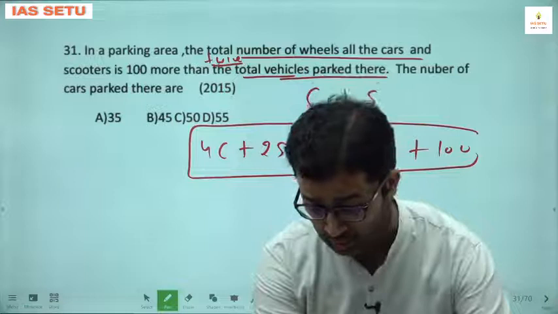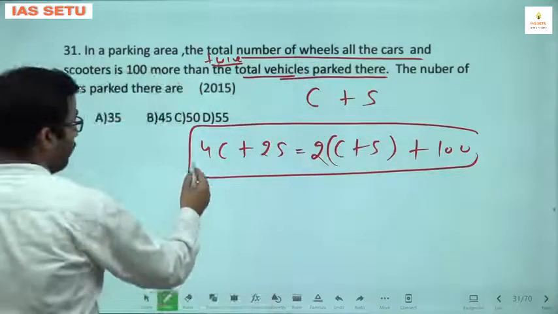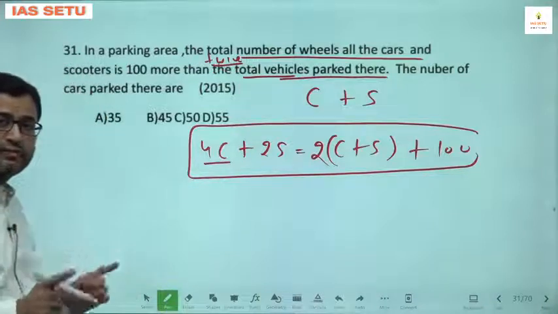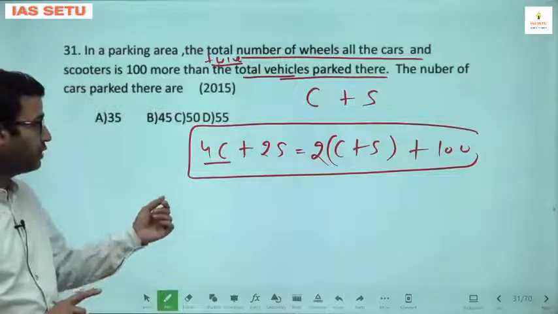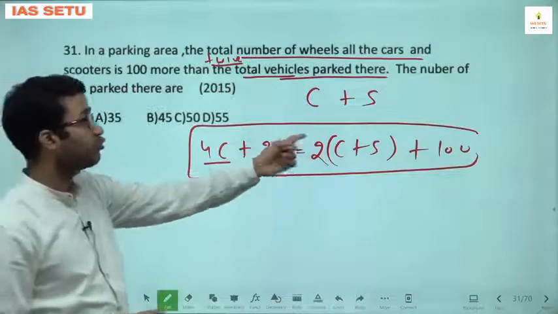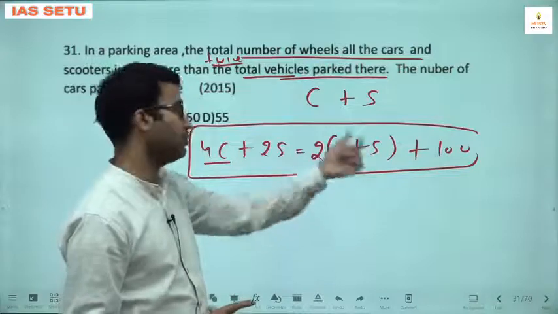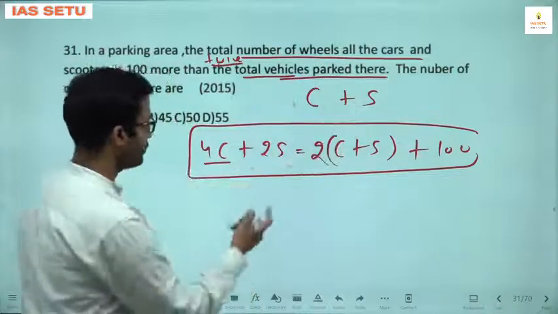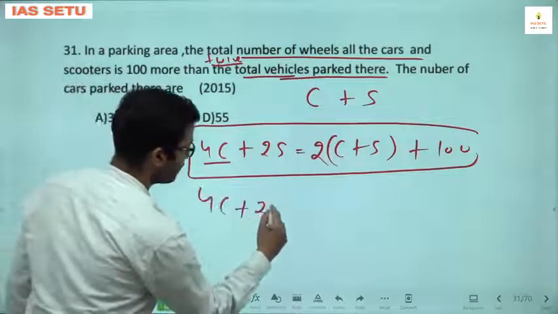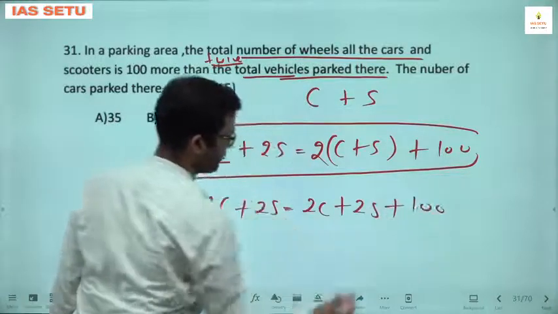So it is 4C, because every car has 4 wheels, 2S, every scooter has 2 wheels. Twice the number of vehicles parked, number of cars plus scooters, twice, plus 100 extra. So here this is 4C plus 2S is equal to 2C plus 2S plus 100.